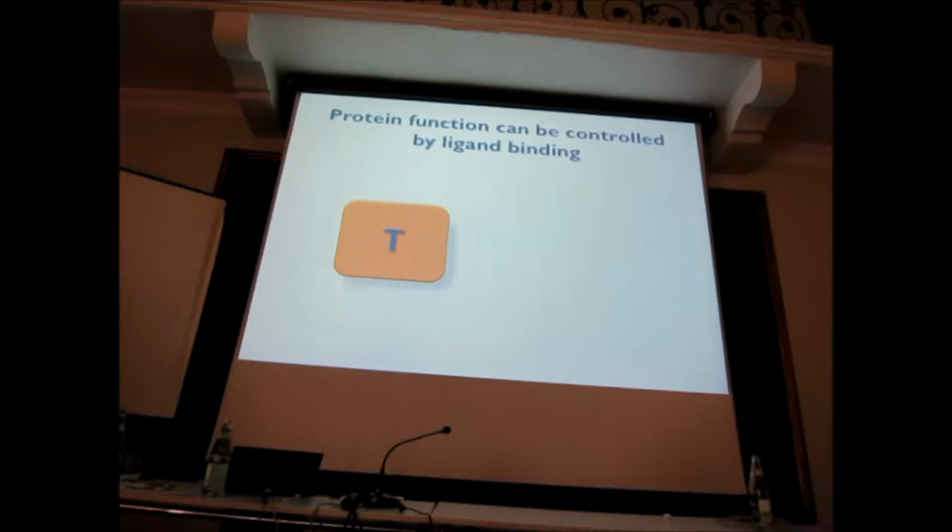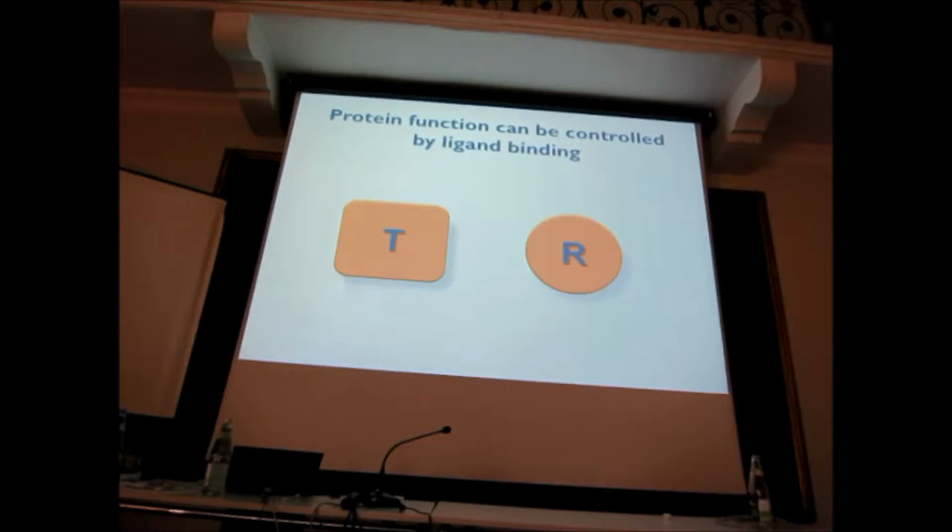A subunit can be either found in the T form, which is a tense state, which has low activity and low affinity for the ligand, or it can be found in the R state, which is a relaxed state that has high activity and high affinity to the ligand. And the difference between the different models was how this structural transition between the T and the R state occurs and what the intermediate states are.